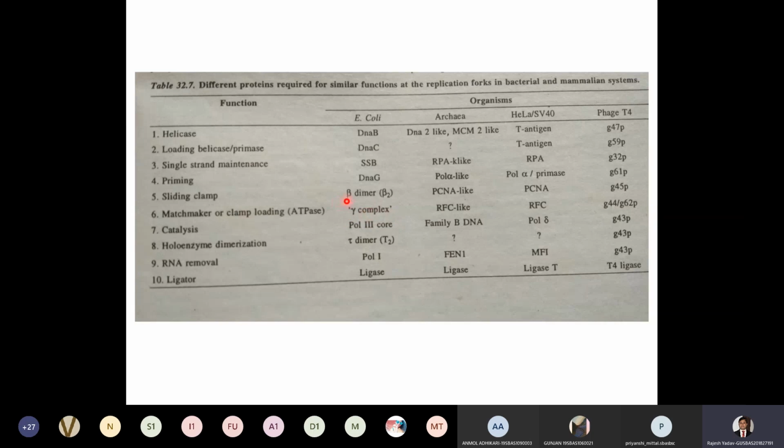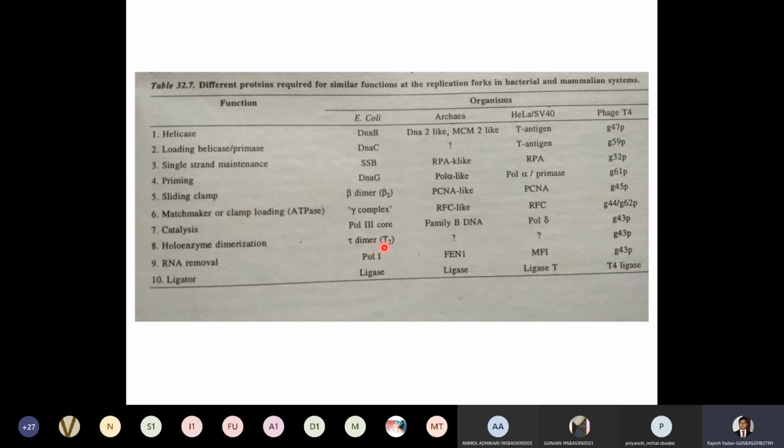These three structures represent the DNA polymerase III. In the RFC-like protein, RFC and gp44 are the gp62-like protein. Equivalent to DNA polymerase III, in the archaea there is family B DNA polymerase, and in the HeLa virus, polymerase delta is equivalent to DNA polymerase III, and in the phage, gp43 protein. Now another subunit, tau, is present in eukaryotes normally, but say E.